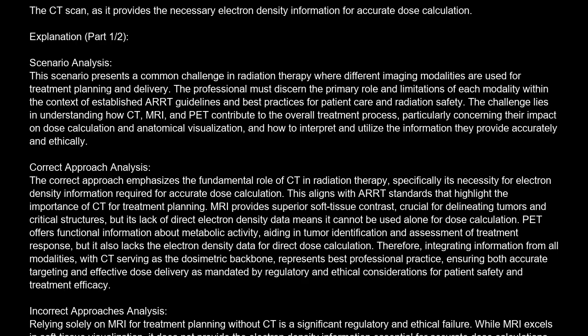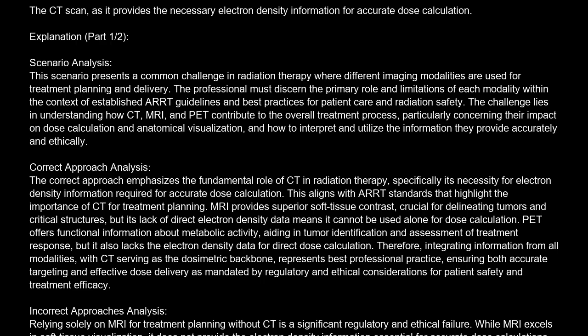The challenge lies in understanding how CT, MRI, and PET contribute to the overall treatment process, particularly concerning their impact on dose calculation and anatomical visualization, and how to interpret and utilize the information they provide accurately and ethically. Correct approach analysis. The correct approach emphasizes the fundamental role of CT in radiation therapy, specifically its necessity for electron density information required for accurate dose calculation. This aligns with ACT standards that highlight the importance of CT for treatment planning.